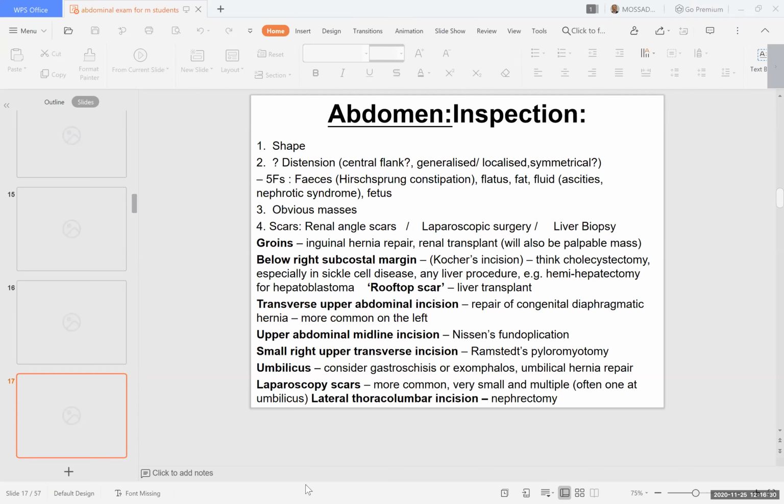So for the abdominal inspection, the shape of the abdomen is very important. As for children or adults with malnutrition, they would have, what do we call that? Scaphoid abdomen. For distension, if it's generalized distension, then it can be due to ascites, for example. It can also be due to hepatomegaly, splenomegaly, often both.